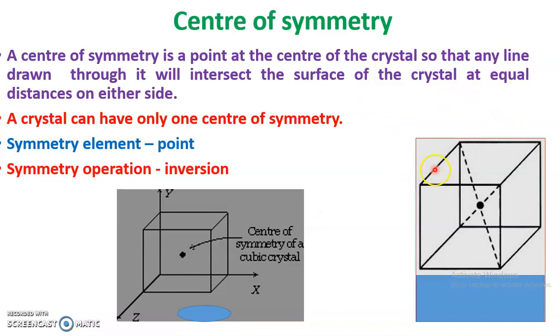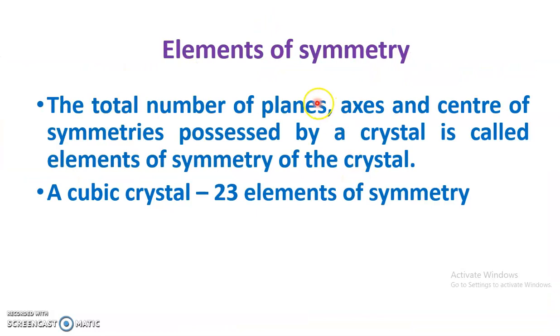That means any line drawn through the center of the crystal intersects the surface of the crystal at equal distances on opposite sides. This is the center of symmetry. The total number of planes, axes, and centers of symmetry possessed by a crystal is called the elements of symmetry of the crystal. A cubic crystal has 23 elements of symmetry.